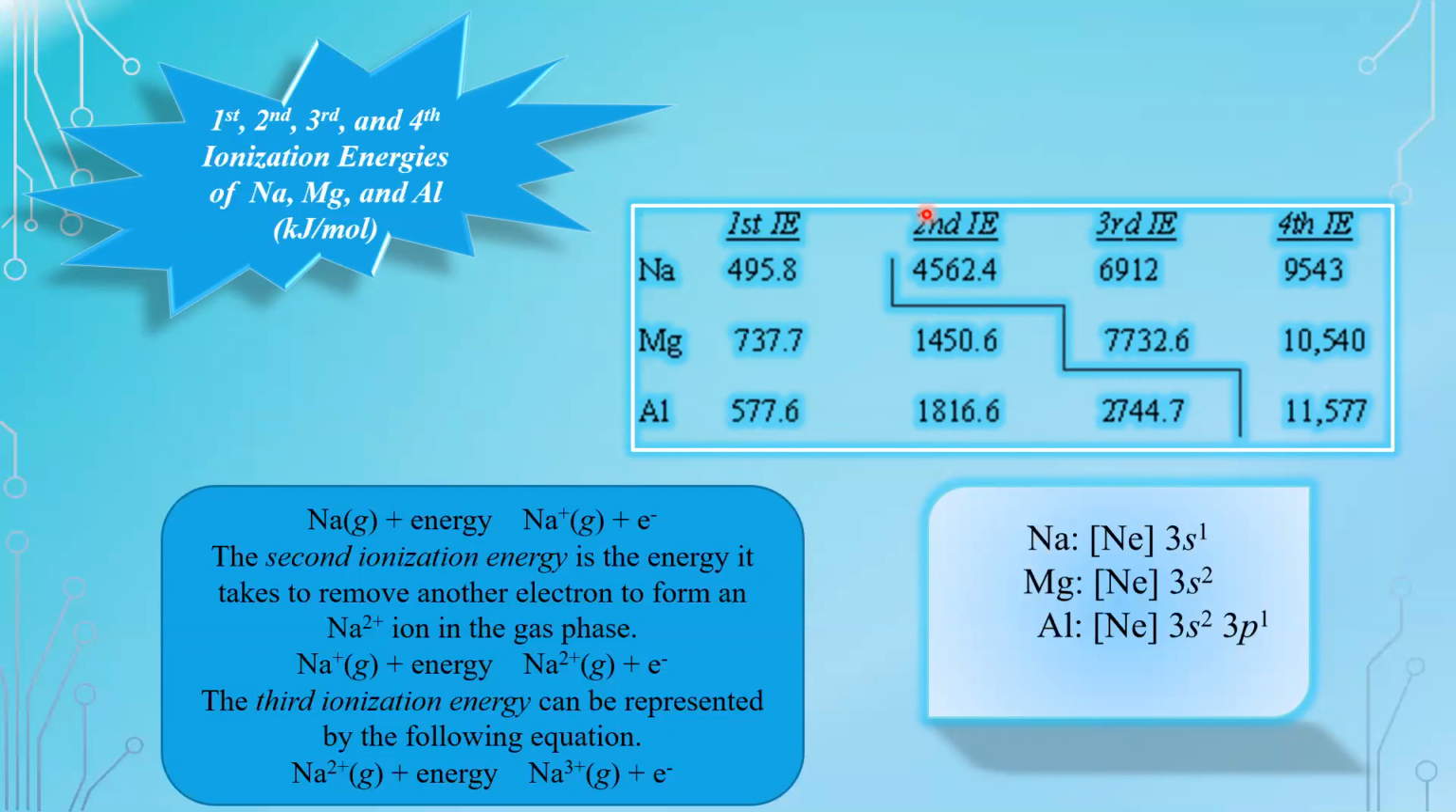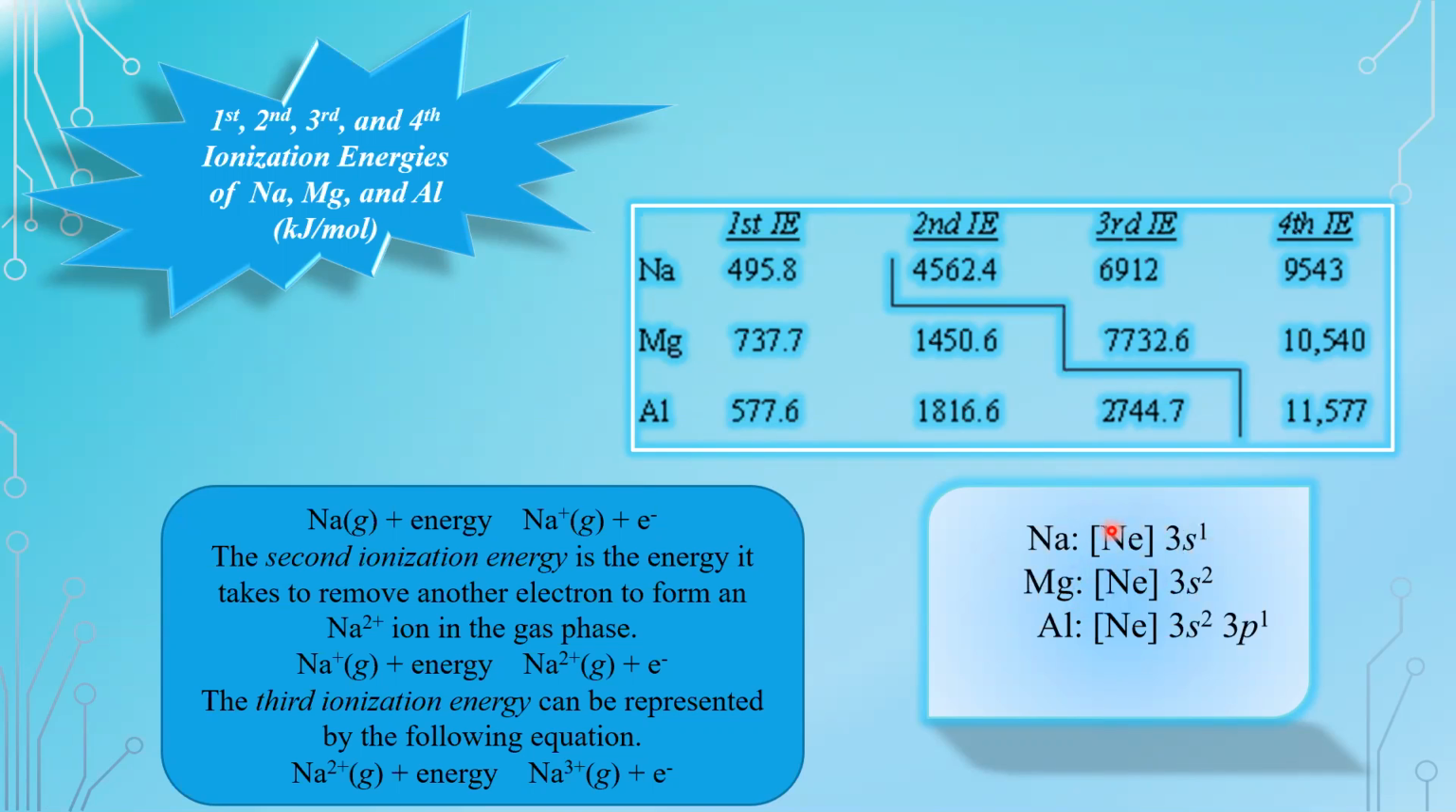Okay, now let's have a look at the second ionization energy. To go ahead with the second ionization energy, let's look into the equations given over here. When gaseous sodium releases energy, the energy required to remove one electron, it gets into Na plus. Now after removing one electron from sodium, the electronic configuration becomes neon core 3s0. Neon core means it is the noble gas configuration.